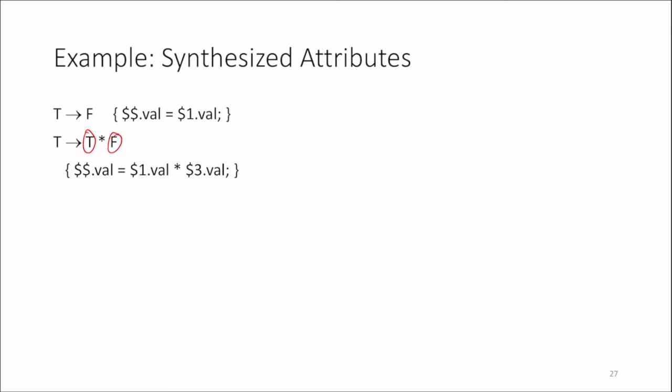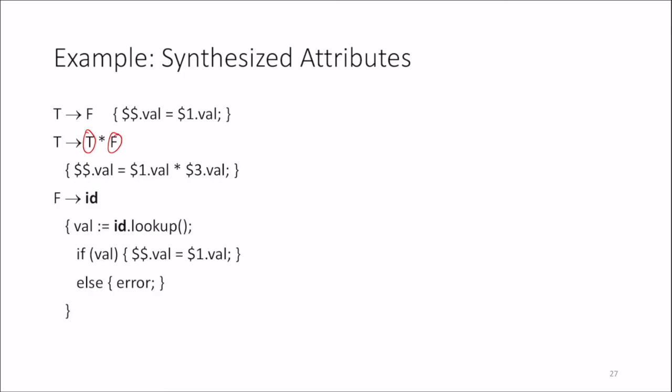Let's look at an example with synthesized attributes. We'll take a very simple grammar. T goes to F, and it just takes the value from the right-hand side and passes it to the left-hand side. T goes to T times F does a multiplication of $1 and $3, which is the T and the F. So it takes T and F and multiplies them.